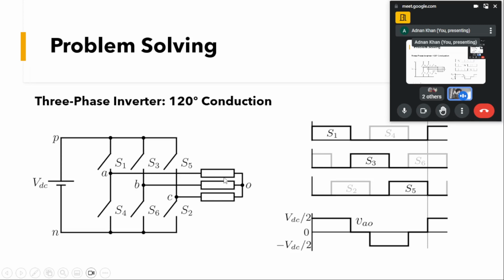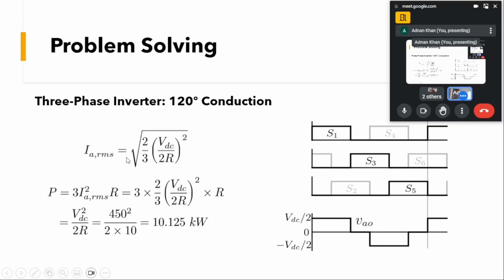We know that when the load is resistive, the current will follow the same shape as this voltage, and the peak value will be the peak voltage divided by the resistance. And RMS is given by this equation, and the derivation of this you can see in detail in the course lectures. It is given by root of 2 by 3 into VDC by 2R, the whole square. This is the peak value of the current due to this resistive nature, the peak voltage divided by R. The 2 by 3 is because it conducts for 120 degrees.